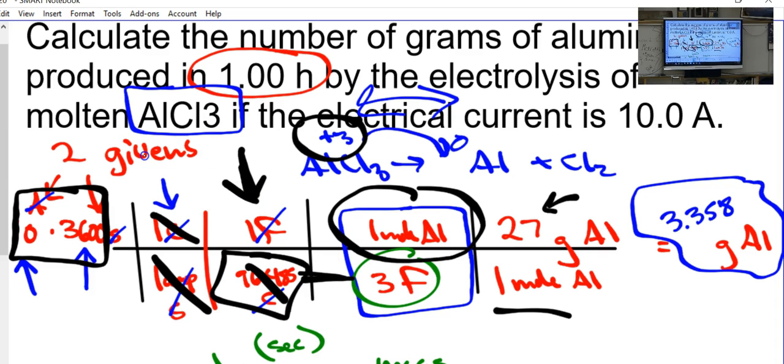Okay, on Monday, we're going to do another problem like this. We'll make sure you're good at these. And we're going to solve for amps instead of grams. So it's tricky. Thank you. I didn't even notice I'd crossed that out.